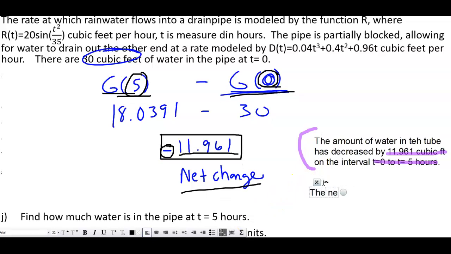Now, another way you could have written it, not as good, is to just say it's the net change of G over 0 to 5. But that's really leaving a lot of information out. This is technically true, but when we do interpretations, you really want to include the story problem in it. Also, notice that I put decreased by 11.961. I didn't just put that the amount of water in the tube changed by negative 11.961. I'm specifying that negative means that the amount of water decreased. Okay? So there you have it.